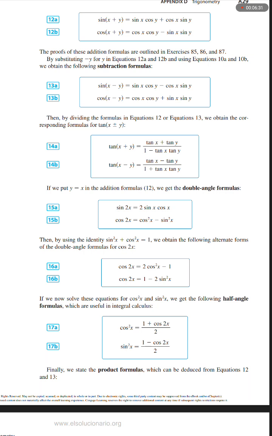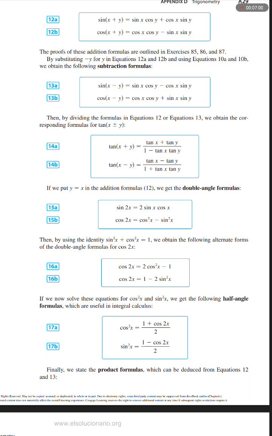If we put y equals x in the addition formulas, equation 12, we get the double angle formulas. Equation 15a: sine 2x equals 2 sine x cosine x. Equation 15b: cosine 2x equals cosine squared x minus sine squared x.